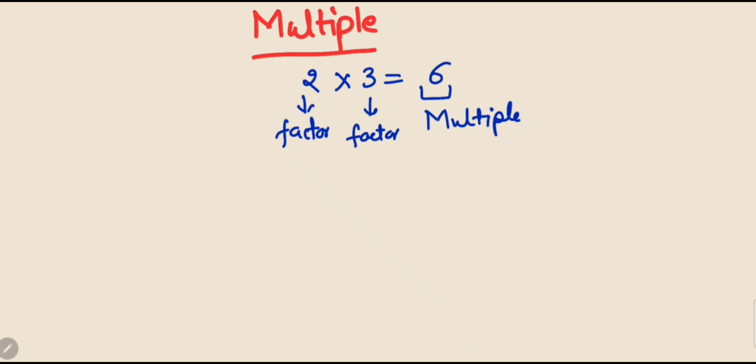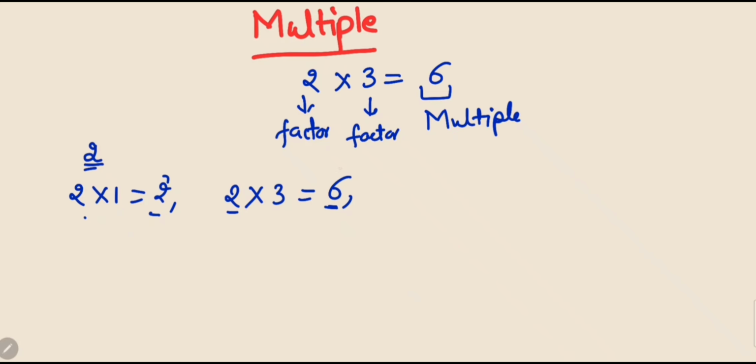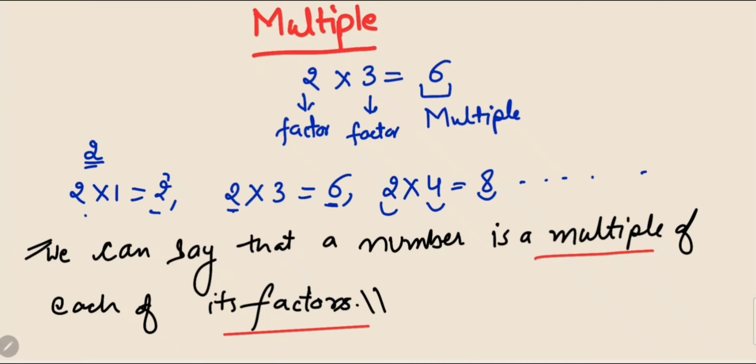How to find these multiples? For example, the multiples of 2. Then what will we do? We'll multiply this 2 with 1, we'll get 2. 2 multiplied by 3, we are getting 6. All these, this 2, this 6, are the multiples of 2. Similarly, 2 multiplied by 4 is equal to 8. This 8 is a multiple of 2 as well as 4. So like this we can find multiples of a given number. And we can say that a number is a multiple of its factors.